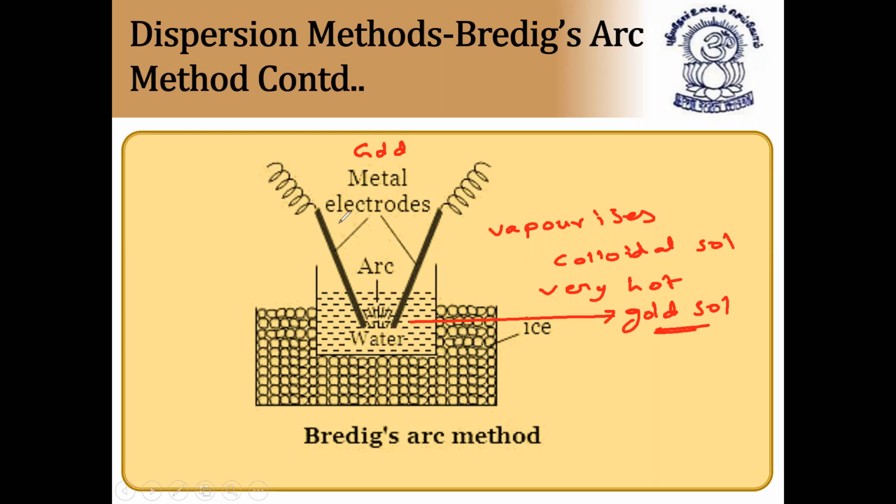So two gold electrodes are kept in water, which is surrounded by an ice bath. Then an electric arc is struck between the two electrodes. Then these electrodes vaporize to form a colloidal solution. As this colloidal solution is very hot, it is kept in an ice bath so that it gets condensed. I hope it is clear. This is called Bredig's arc method. From this method, we can prepare gold sol, as we discussed right now. I hope it is clear. Next one.